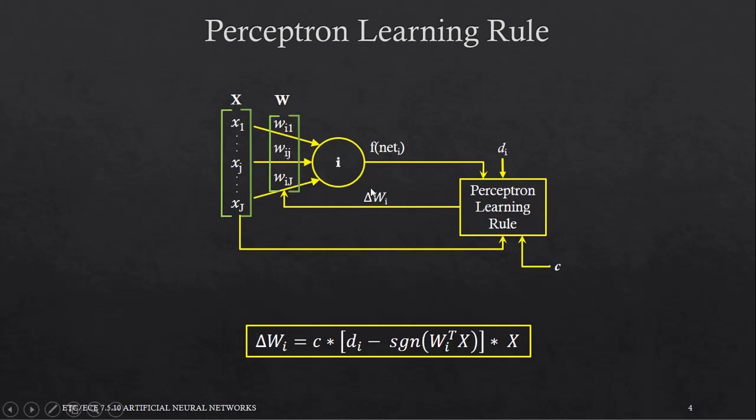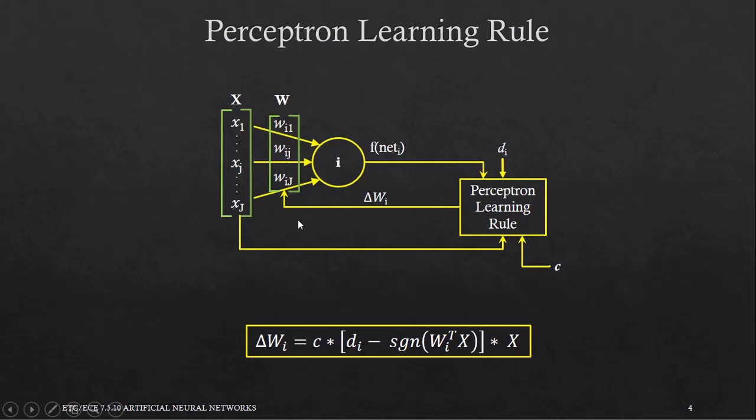Entire delta capital Wi? Following the same equation as before and then further expanding it, we obtain delta capital Wi equals C into (Di minus signum(Wi transpose X)) into capital X. This is how we find the entire weight matrix using the perceptron learning rule.